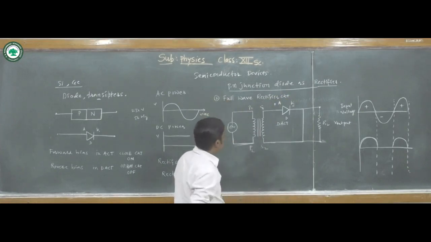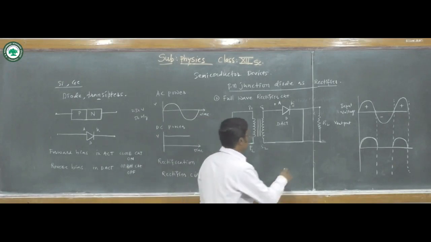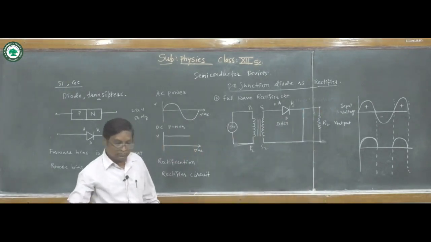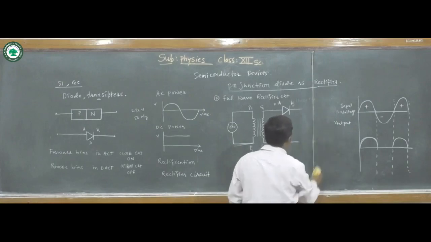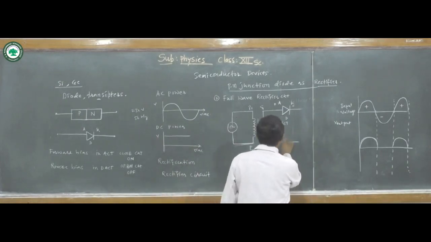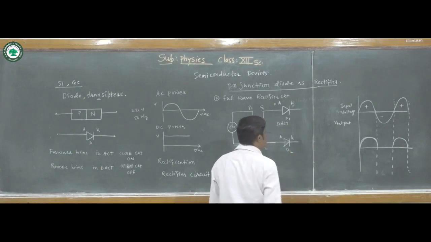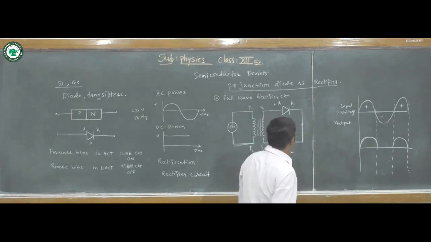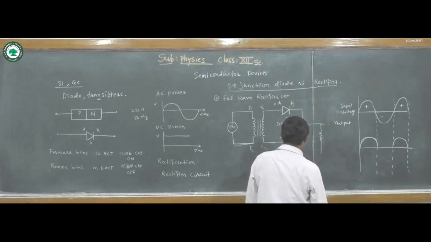This is the second type of rectifier circuit. In the full wave rectifier, two diodes are used: diode 1 and diode 2. Here is the anode and here is the cathode of the second diode. This is diode 1, this is diode 2. These two diodes are connected together. This is the junction, and at this junction the load is attached where the output voltage is taken.